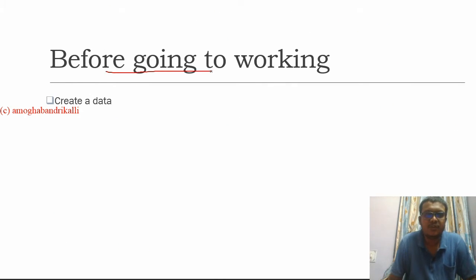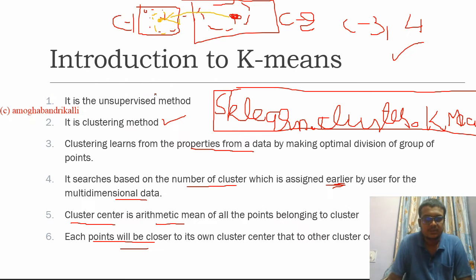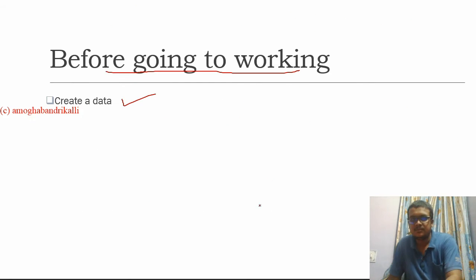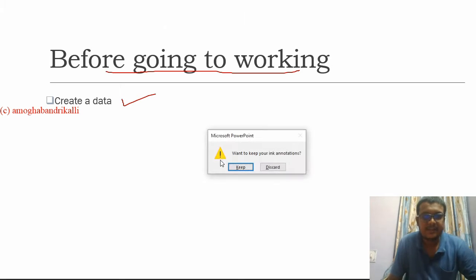Before going to the working of the algorithm, first we are going to create a data set. This is what we have just discussed. This is a broader view of K-means. We will have one center, and that center will have 2 points. So let us create a data set here.